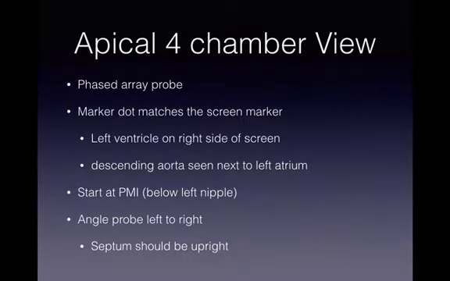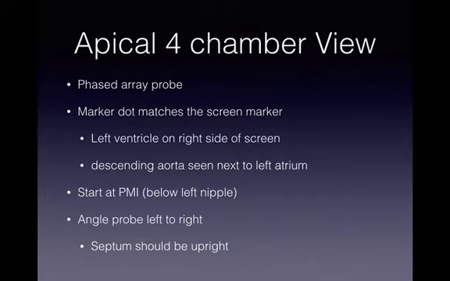So let's talk about the apical 4-chamber view of the heart. We're going to use the phased array probe again. We're going to be in the cardiac mode. Our marker dot is going to match what we see on the screen marker dots. So whatever side of the screen the marker dot is on, you will match your probe so that it looks the same. In the end, the left ventricle should be on the right side of the screen, and the descending aorta should be seen right next to the left atrium, and that's a good way to tell which side is left and which side is right.